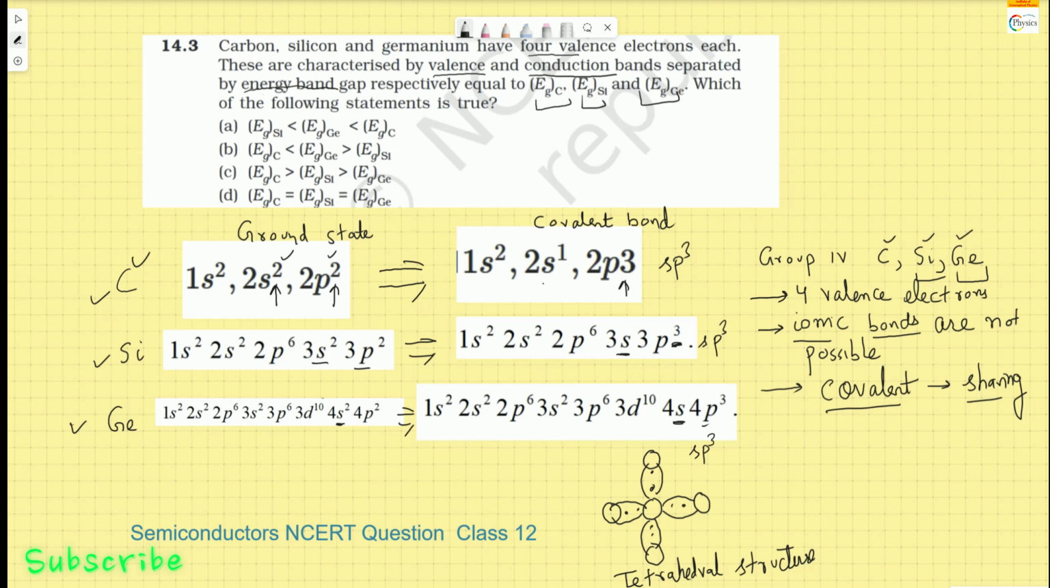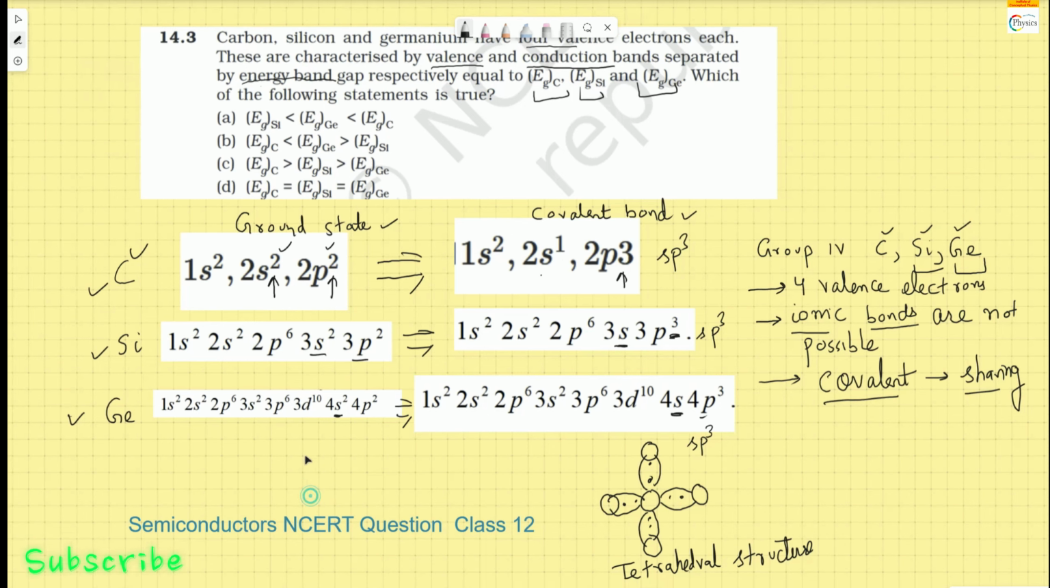I hope you've come to know some interesting points about that. When covalent bonds are created, the state changes from the ground state to the covalent bond state. So this is the new state that gets created.